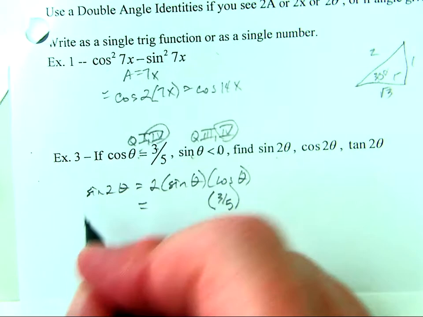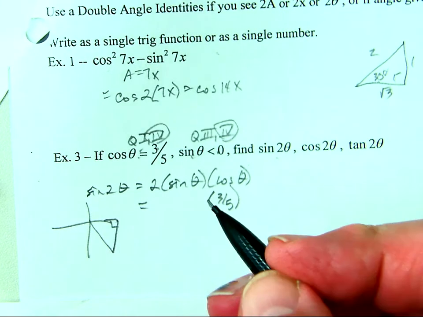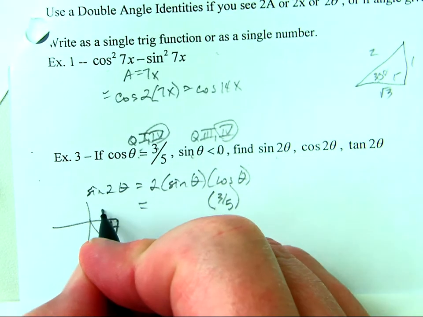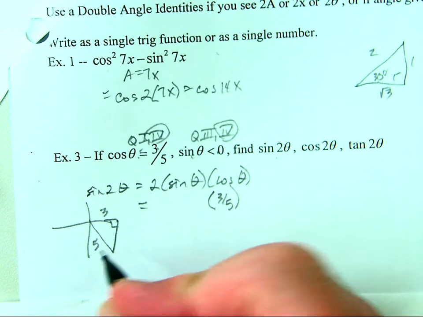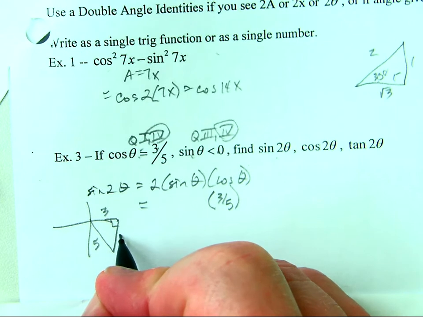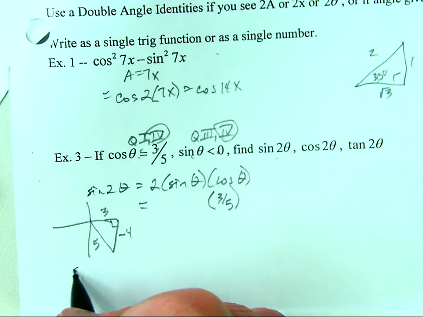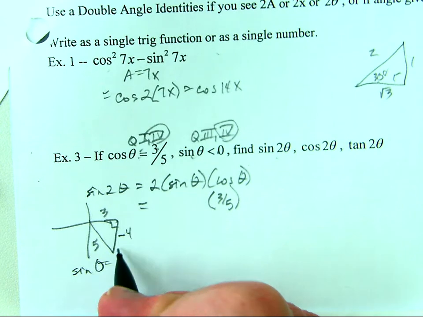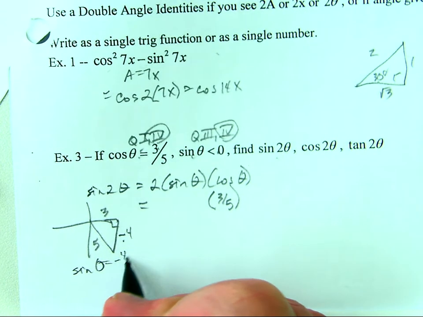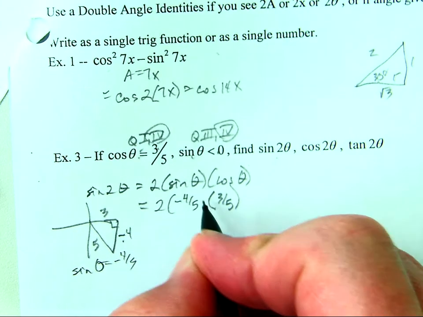So let's draw it in quadrant 4. Let's go down here in quadrant 4 and draw our triangle. We know the cosine is 3/5. That's adjacent over hypotenuse. Let's see, 25 minus 9 is 16. So this side is 4, and we want to make it negative since it's down. So that means the sine of theta equals opposite over hypotenuse, negative 4/5. So for sine of theta, we put negative 4/5.